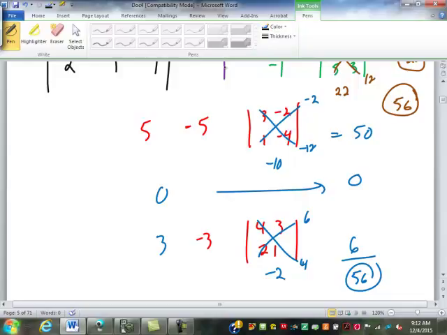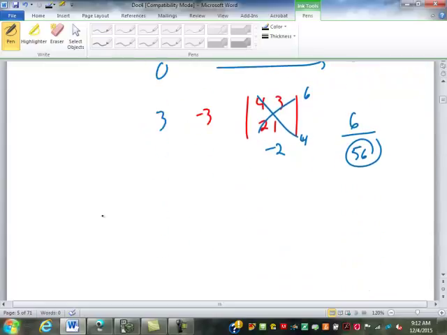So I could pick any row or any column in this matrix, and I should get the same value of the determinant. Or I could do the diagonals, and I should get the same value of the determinant. What do you think? Well, we're working on 3 by 3. I think that the diagonal crossing way is easier. It is.